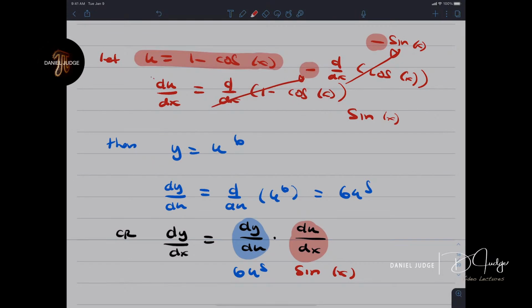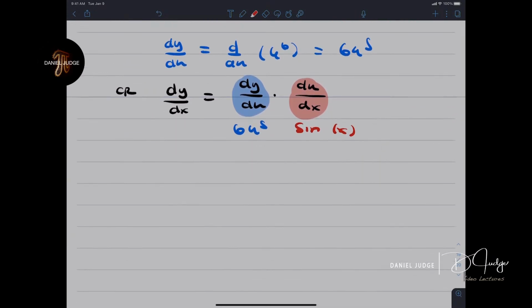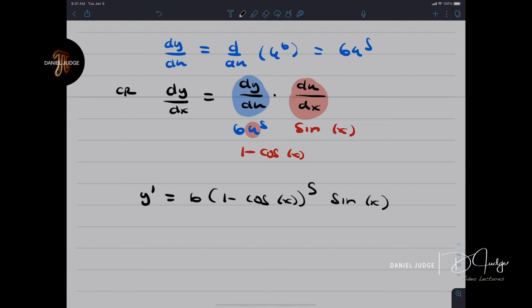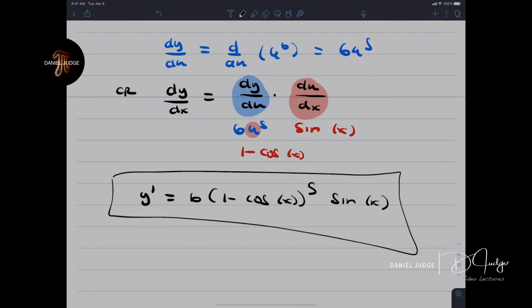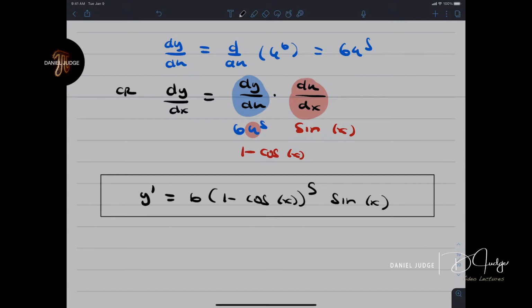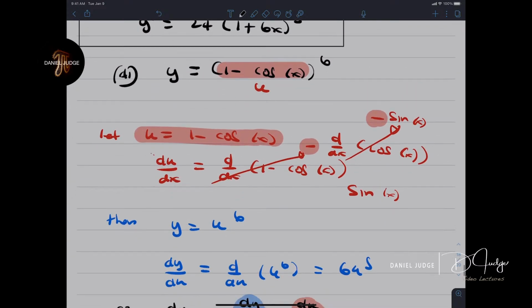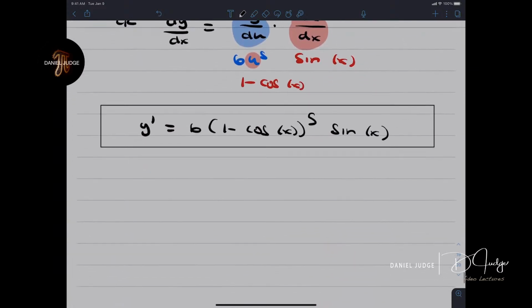Don't forget u is 1 minus cosine. So this u over here becomes 1 minus cosine. Y prime is 6 times 1 minus cosine to the 5th power times your sine function. And there you go. 41. 43.